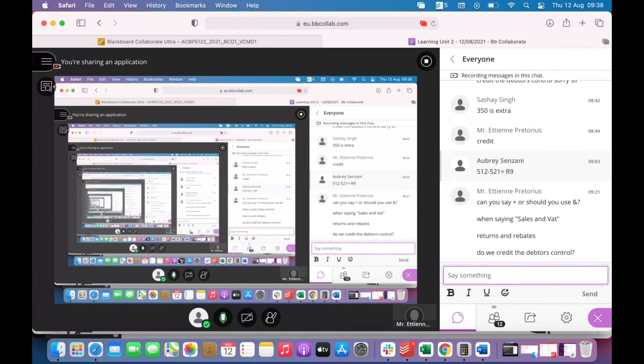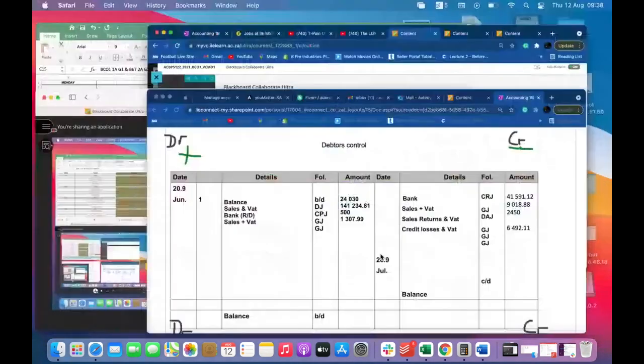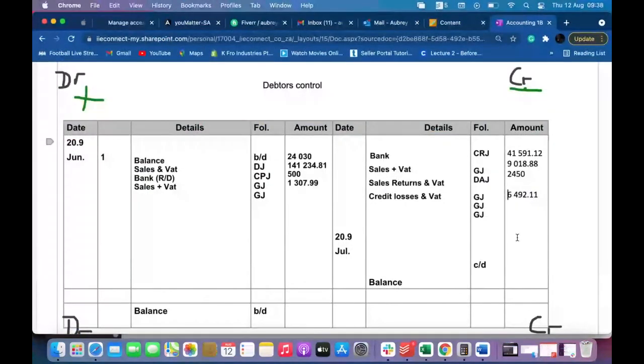Nope, we don't enter it in the creditor's control. We don't enter it in the debtor's control. Thank you for giving it a go, Etienne. I appreciate it. We record this in the income statement or the profit and loss account. So here they were really just trying to test your knowledge, to say, do you know where this is actually supposed to go?